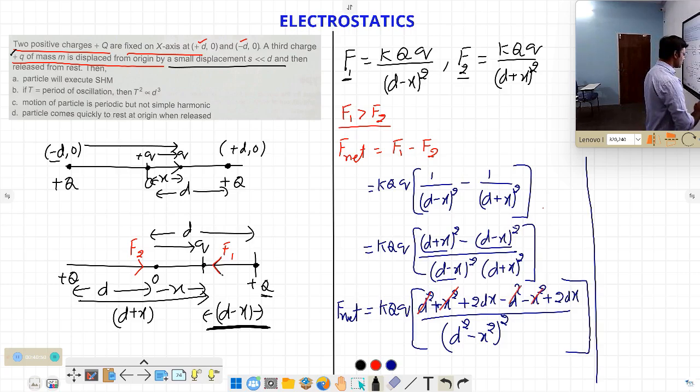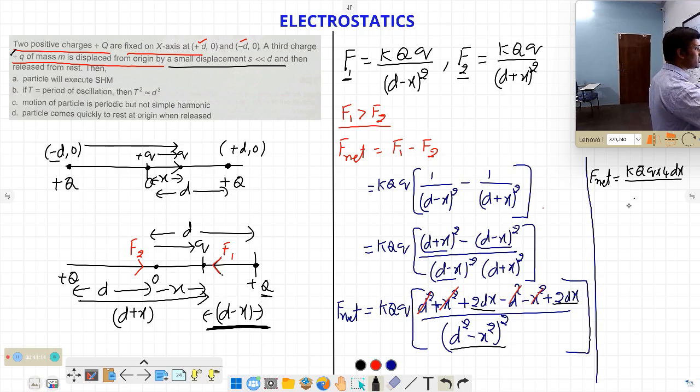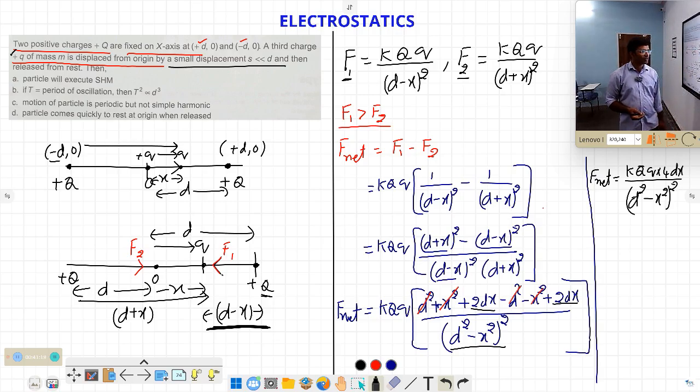So the remaining terms, I can write net force equal to k capital Q small q, in the numerator 2dx plus 2dx, that is totally 4dx, divided by d square minus x square whole square. Okay. Now this is the net force you got. According to the condition, x is, what is s? s is less than d. Here I took it as x. They gave it as s in the question.